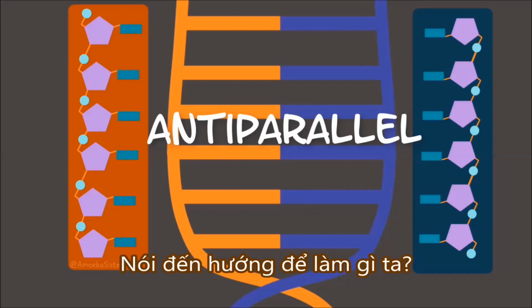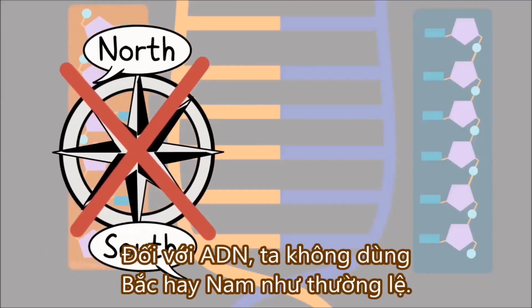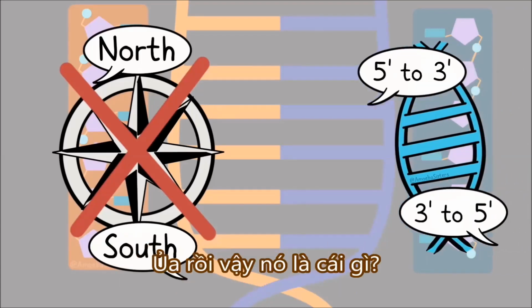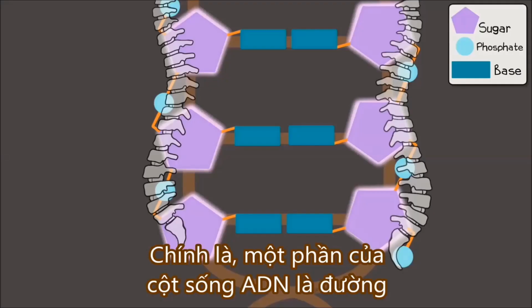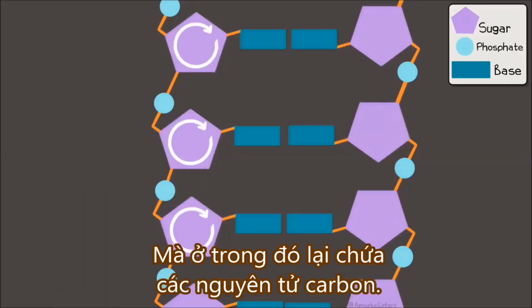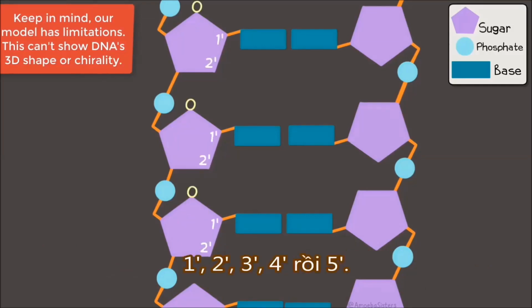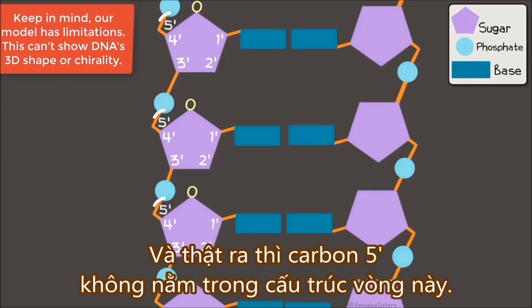What do we mean by direction? Well, with DNA, we don't say north or south. We say DNA either goes 5' to 3' or 3' to 5'. What in the world does that mean? Well, the sugar of DNA is part of the backbone of DNA. It has carbons. The carbons on the sugar are numbered right after the oxygen in a clockwise direction. 1', 2', 3', 4', and 5'. The 5' carbon is actually outside of this ring structure.